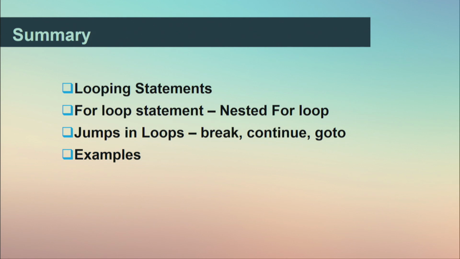The for loop is used when we know how many times we are going to execute the loop, that is, how many repetitions there are going to be. If it is defined, we can make use of the for loop. And we have also learnt the jumping statements, break, continue and goto, which are used for changing the order of execution or changing the flow of control from one part to the other.